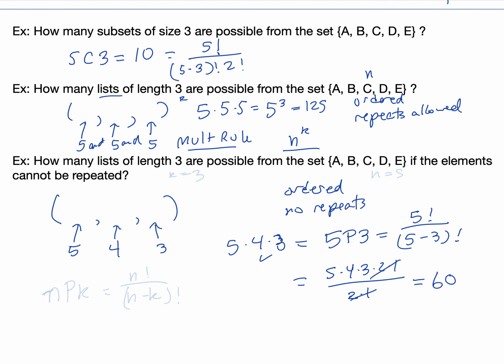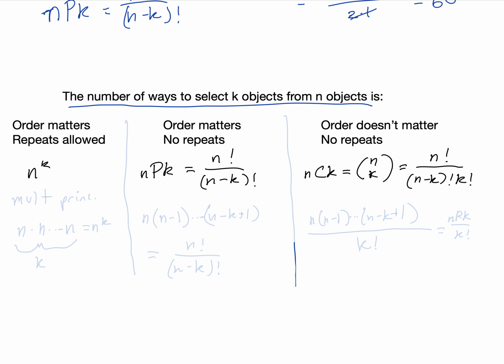Again, just to get a pattern here, still we've got n is 5, k is 3. The number of ways to select k objects from n objects with no repeats where the order matters is n permute k, or n factorial over (n minus k) factorial. So let's just write all those down together. The number of ways to select k objects from n objects, if order matters and repeats are allowed, is n to the k. That's using the multiplication principle. There are n choices for the first object, and so multiply n choices for the next, and dot dot dot, n choices for the last object, and there are k objects altogether, so that's n to the k.